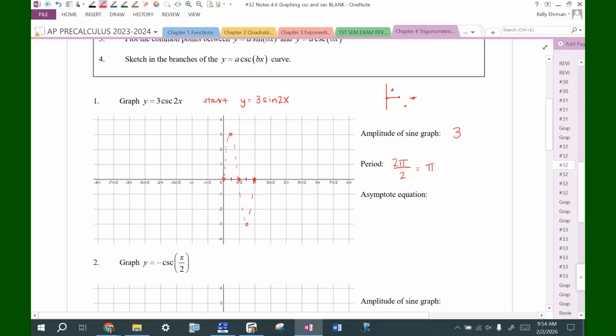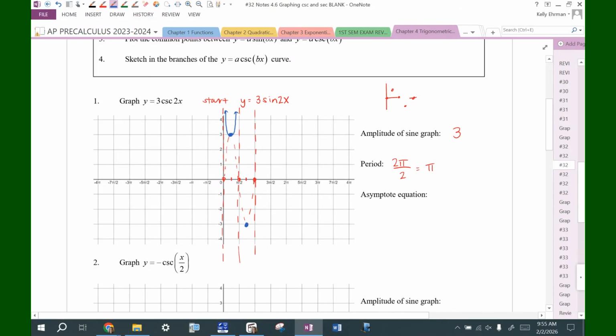Now remember, to get the cosecant graph, you are going to sketch in vertical asymptotes anywhere the sine graph hits 0. So there's one at 0, one at pi over 2, and one at pi. And then you can sketch in the branches of the cosecant graph. They both have this point at 3 and negative 3. And remember, the branches will turn away from the sine graph. I didn't mean to go through the asymptote there. Let me fix that. There we go.